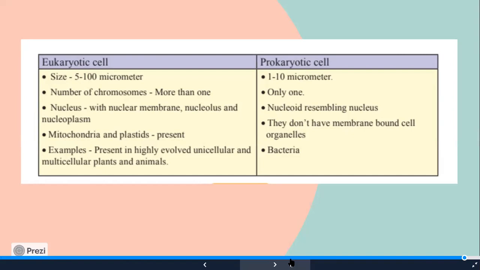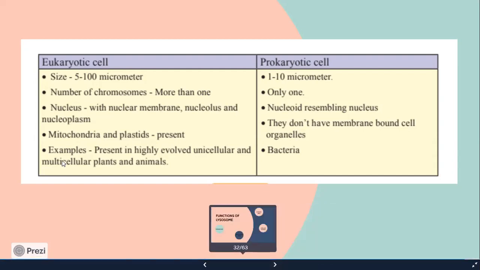And in eukaryotic cell, there are plastids and mitochondria which are present. And prokaryotic cells, as such, do not have any membrane bound organelles. So this is something we need to know. Like bacteria would not have mitochondria and Golgi bodies and endoplasmic reticulum. Bacteria is a prokaryotic cell, whereas the cells with which our body is made up of is a eukaryotic cell. So the example of eukaryotic cell is present in highly evolved unicellular and multicellular plants and animals. Unicellular organisms also can be a eukaryotic cell, but it has to be evolved. And the prokaryotic cells are like primitive types of cell, and they are bacteria.